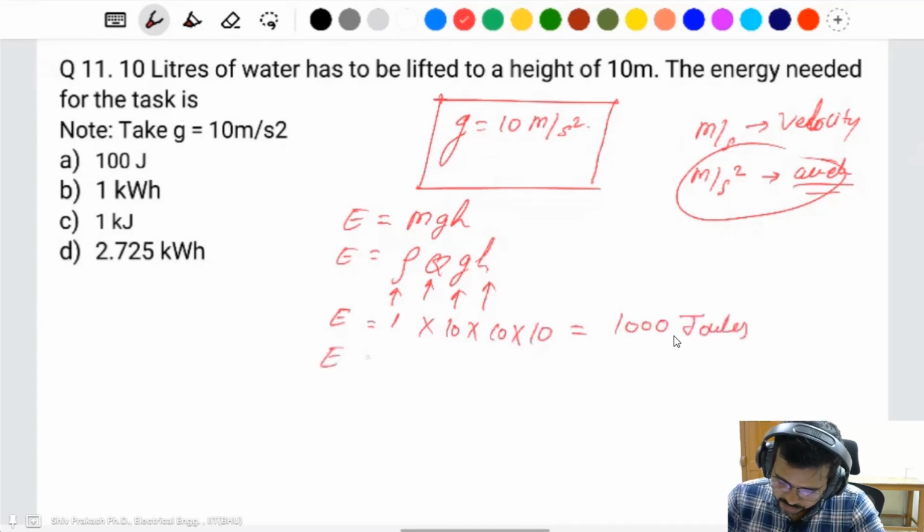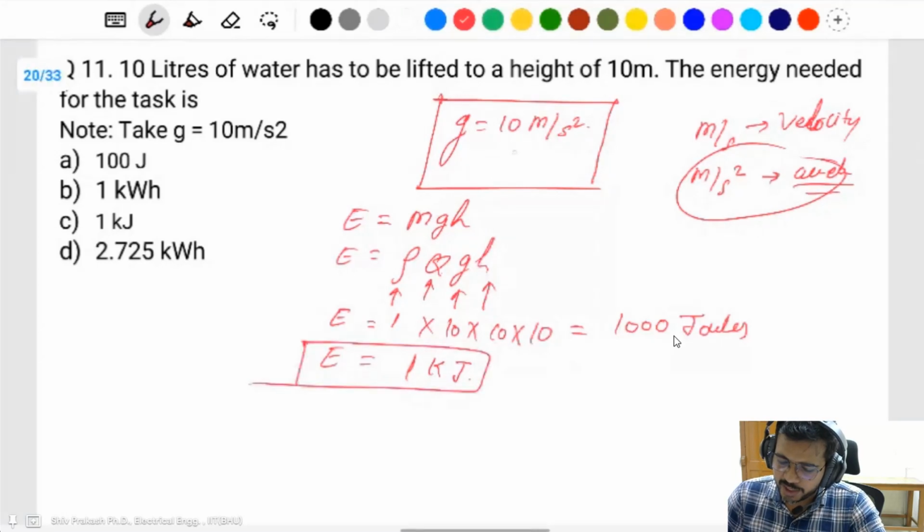But 1000 joule is not in the option, so it will be 1 kilojoule. If the gravity is 9.8, then this will be 980 joules. Since the gravity is 10, this will be 1 kilojoule of energy required to lift 10 liters of water to a head of 10 meter.